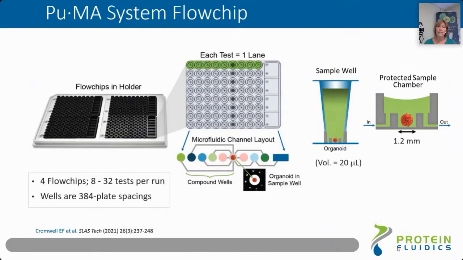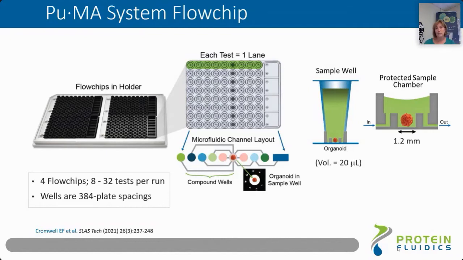Each flow chip consists of 8 test lines, and each test line is designated to 1 sample. You can see here that in the middle of each test line, we have a well that we call the sample well, where your organoid is positioned. And then this sample well is connected to a number of reservoir wells through microfluidic channels. These reservoir wells can be filled up with compounds, with wash buffers or lysis buffers, or different types of medium, conditioned medium, for example.